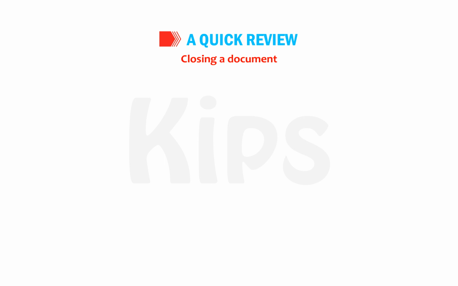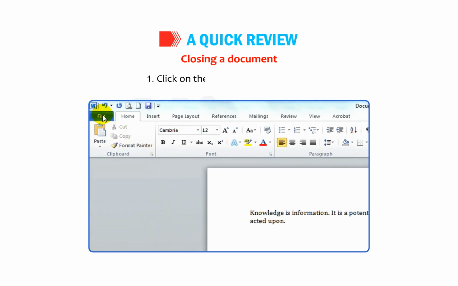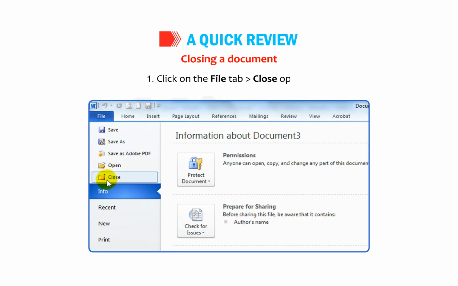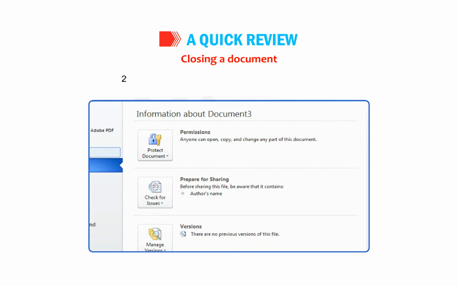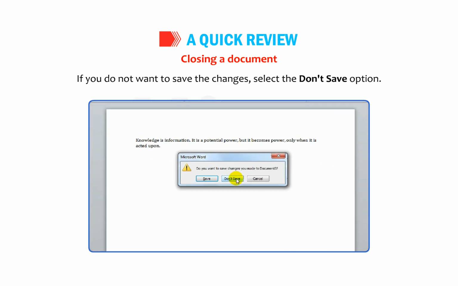Students, let me explain you how to close a document. Number 1, click on the File tab, then go to Close option. Number 2, if the file is not saved, a message box appears. Number 3, click on Save if you want to save the file. If you do not want to save the changes, select Don't Save option.